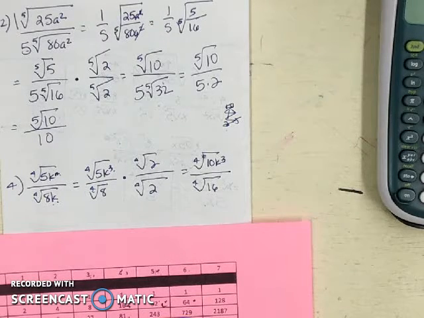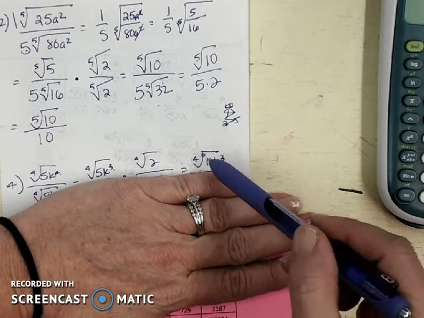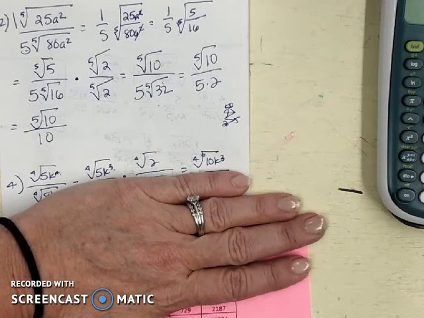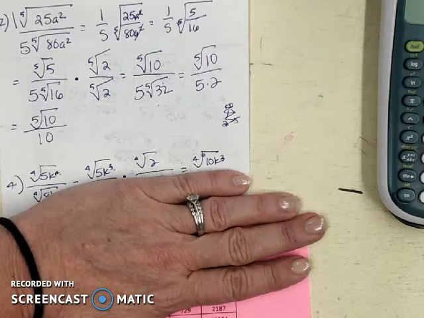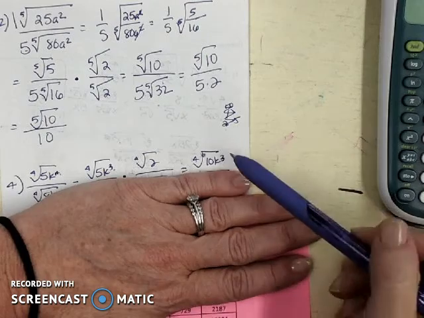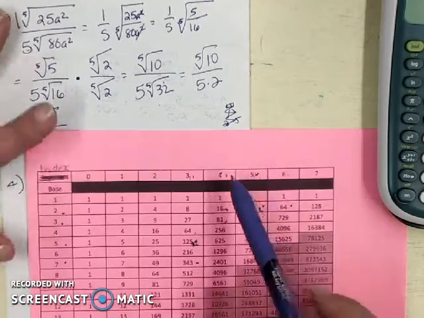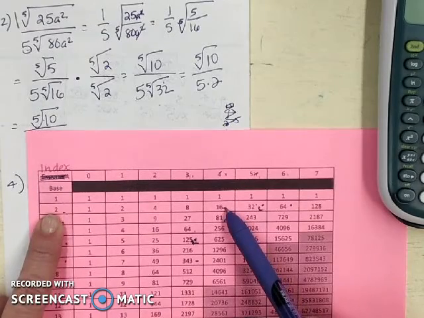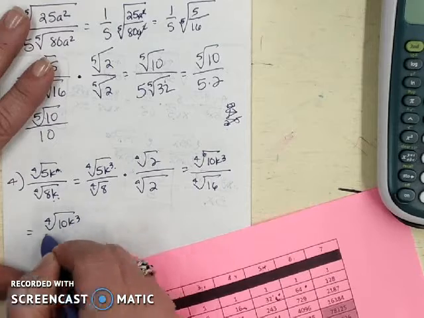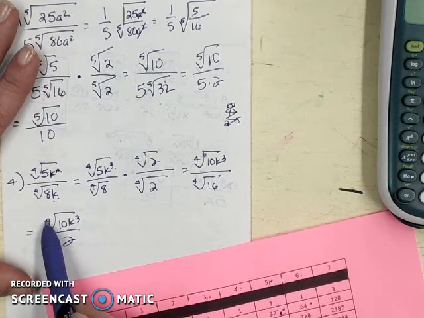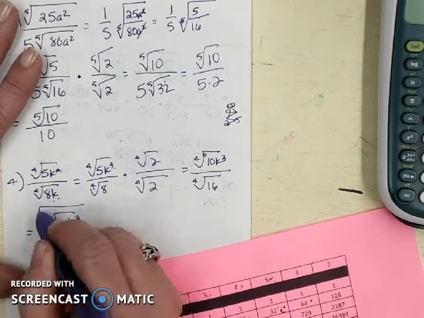Simplify. You know how to simplify a radical. Simplify the top if you can. If you can take the 4th root of 10k cubed, do your little factor tree or your Allen-Pike method, whatever you're doing. The bottom is going to give me the 4th root of 16, which is 2. And so I have the 4th root of 10k cubed over 2. I cannot simplify the 4th root of 10 or the 4th root of k cubed, and that is my final answer.